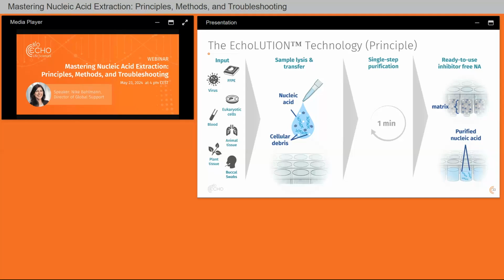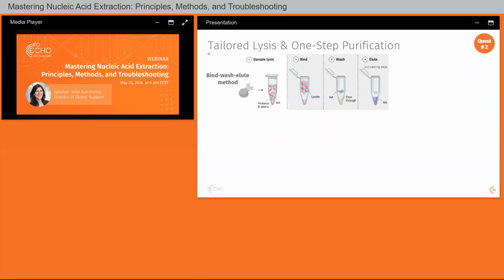I'll explain how. Here you see, for example, the spin column based method I presented before, the bind-wash-elute workflow. Just to recap, we lyse our sample, we bind it to the matrix, we wash it, and then we elute it in a smaller volume. And sometimes we have several washing steps depending on the sample.